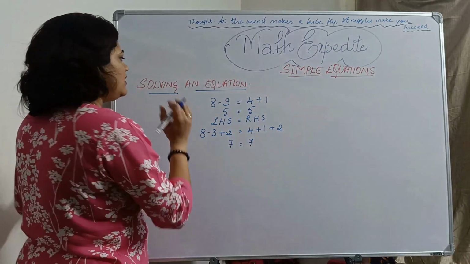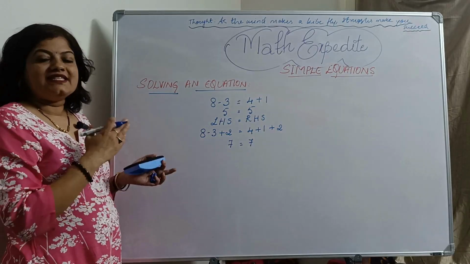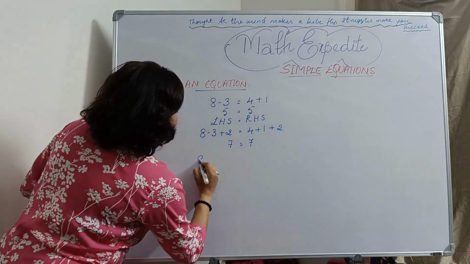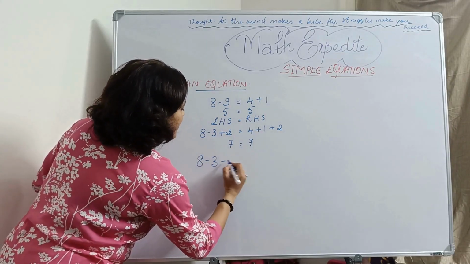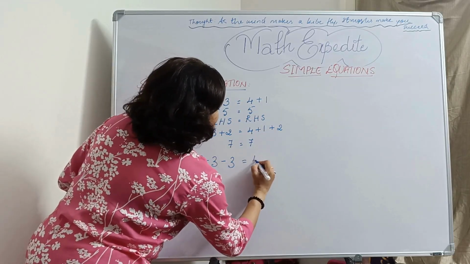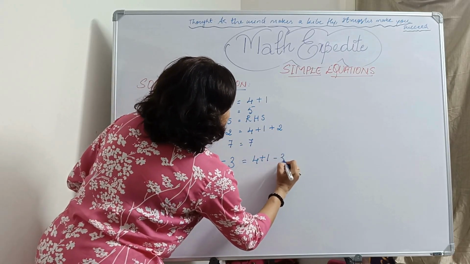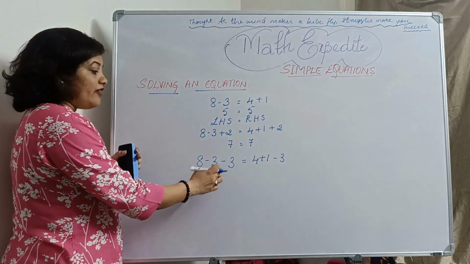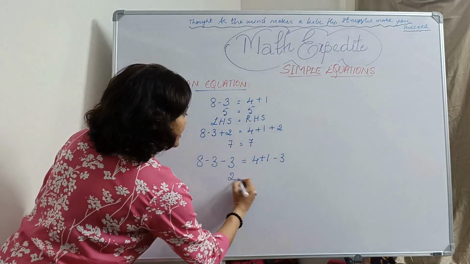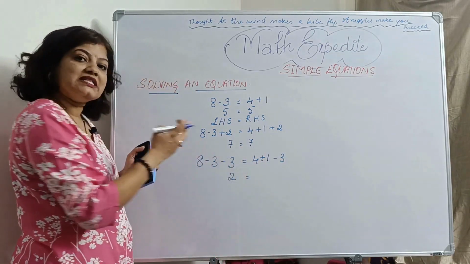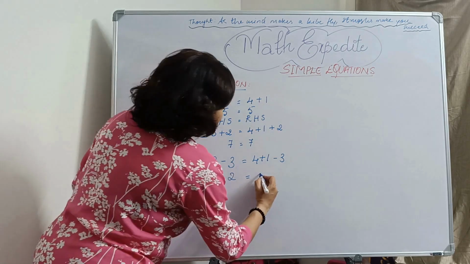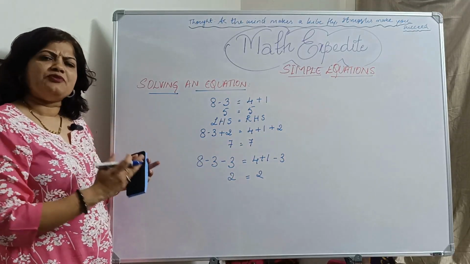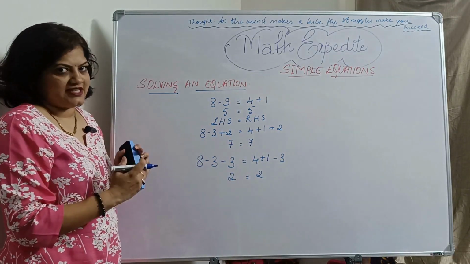Now let us subtract the same number from both the sides and see what happens. So 8 minus 3 equals 4 plus 1 minus 3. 8 minus 3 is 5, 5 minus 3 is 2. Here 4 plus 1 is 5, 5 minus 3 is 2. Again we see equality holds even if we subtract the same number from both the sides.